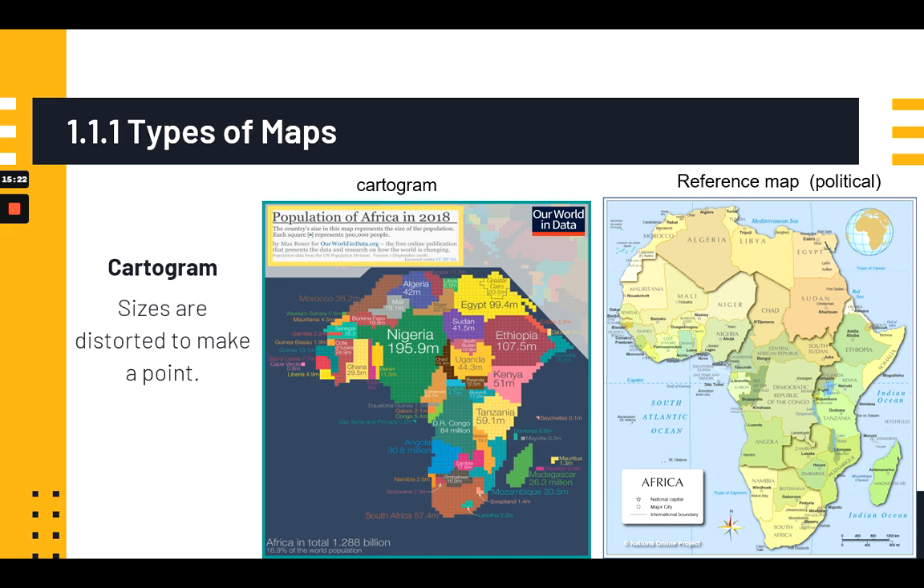For example, which one of these African countries has a large population? Well, look, Nigeria. But if you look at a political map, Nigeria is not that big. But over here, it's very big. Why? Because Nigeria has 200 million people. Ethiopia has over 100 million people. So the bigger countries are exaggerated on this cartogram. So these are cartograms.